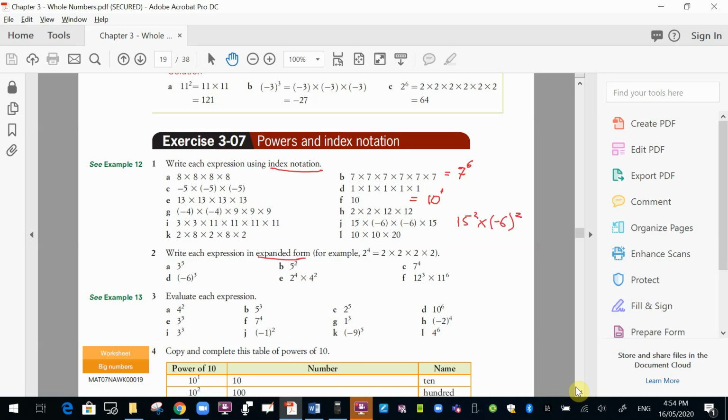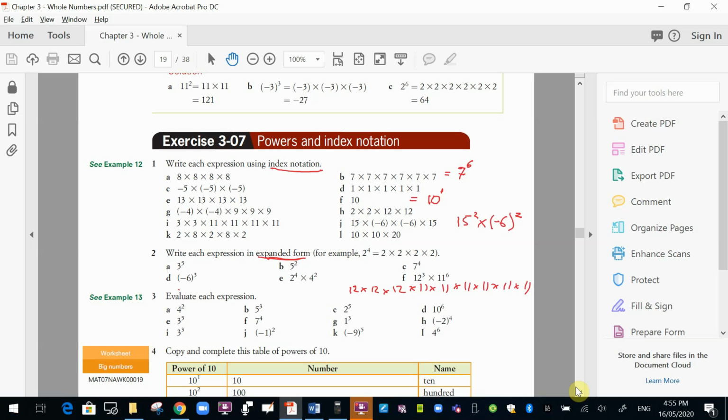And here in question 2, we're doing the expanded form. So we write it out in full. This one here, just to do one for you. 12 times 12 times 12 times, and then 6 lots of 11. 1, 2, 3, 4, 5, 6. So that's expanded form, and that's how you do question 2. Writing it out 3 times 3 times so on, 5 times 5, and so on.